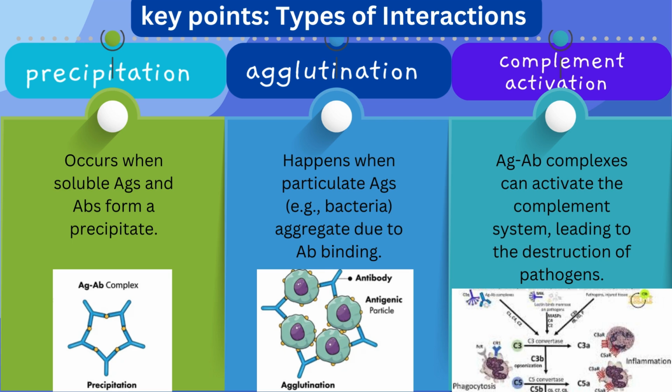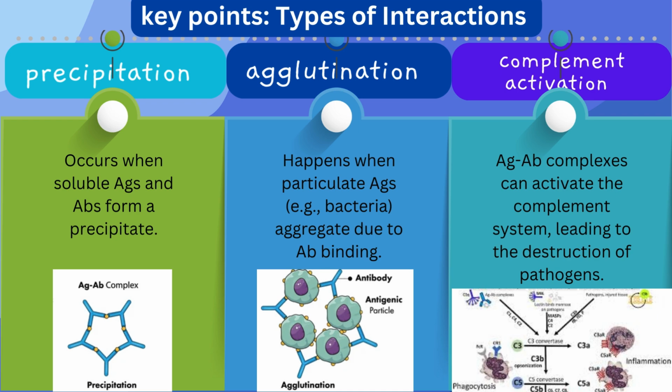So next, precipitation, agglutination, and complement activation are immune system processes that are involved in defending the body against pathogens. Let's start with precipitation. It happens when soluble antigens, for example toxins, bind to antibodies, forming a visible insoluble complex. So, soluble antigens, soluble antibodies, and the result will always be an insoluble precipitate or insoluble complex, making it easier for the immune system to remove the harmful substances present in the precipitate.